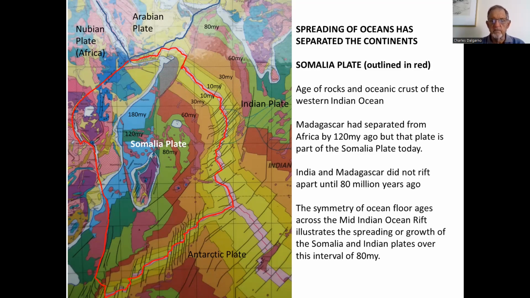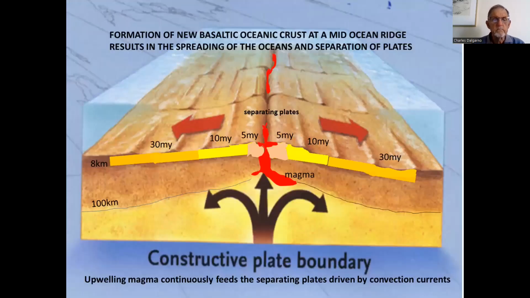And the symmetry of the ocean floor ages across the mid-Indian Ocean rift illustrates the spreading or growth of the Somalia and Indian plates at their central ridge over this interval of 80 million years. And how do the plates grow? Well, this is an indication of the formation of new basaltic ocean crust at a mid-ocean ridge. It, of course, results in the spreading of the ocean floors and the ultimate separation of the plates.